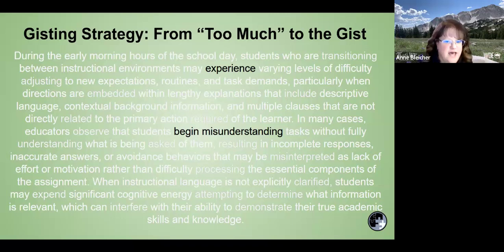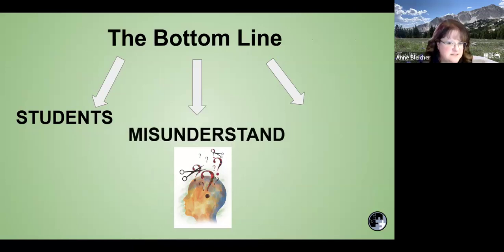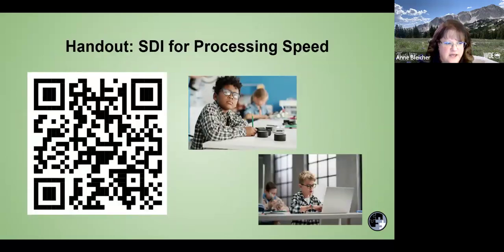The bottom line of that gisting activity is that students often misunderstand tasks. You've taken that very long passage and taught them how to narrow it down. This can be super helpful with long chapters in a textbook, those kinds of things. Again, here's the handout that is available to you for processing speed. It talks in depth, with some accompanying materials, about the gisting strategy.